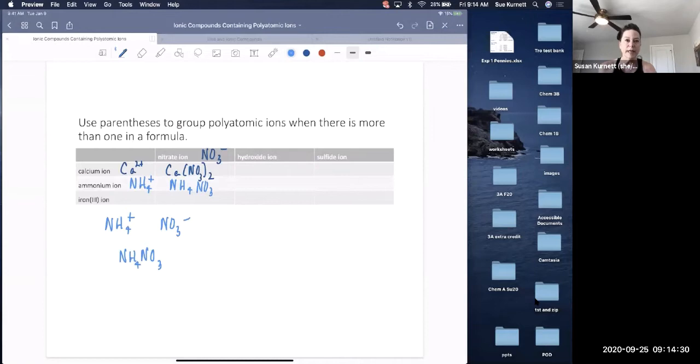And then later when we have to name things, we just have to recognize that chunk of charge, which is ammonium. That's one of the reasons it's a good idea to memorize those. Okay, iron 3. Most cations are monatomic. The only one in our class that isn't is ammonium. And nitrate, we're going to need 3 nitrates.